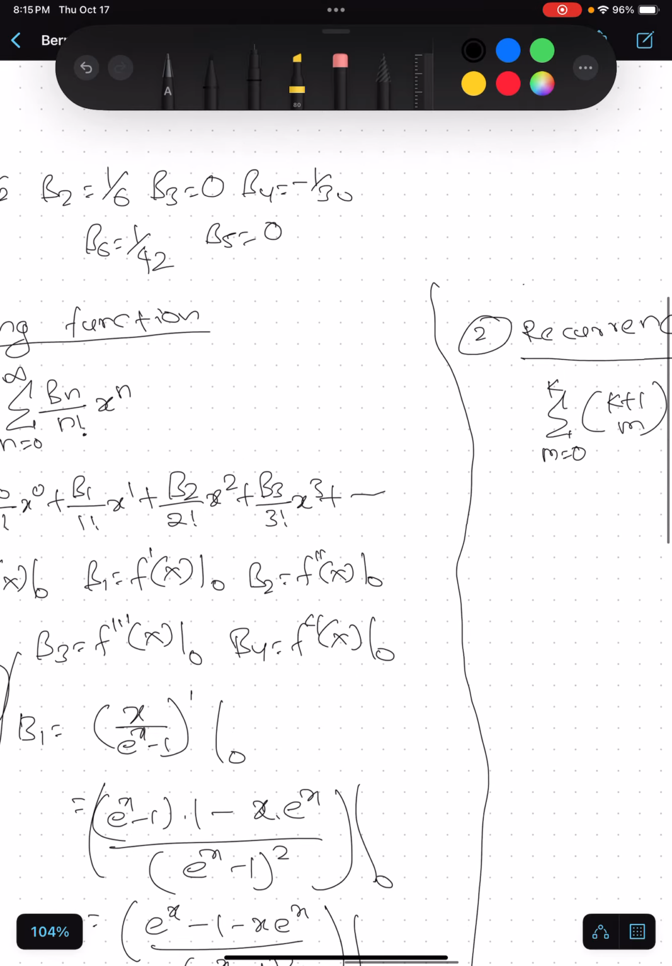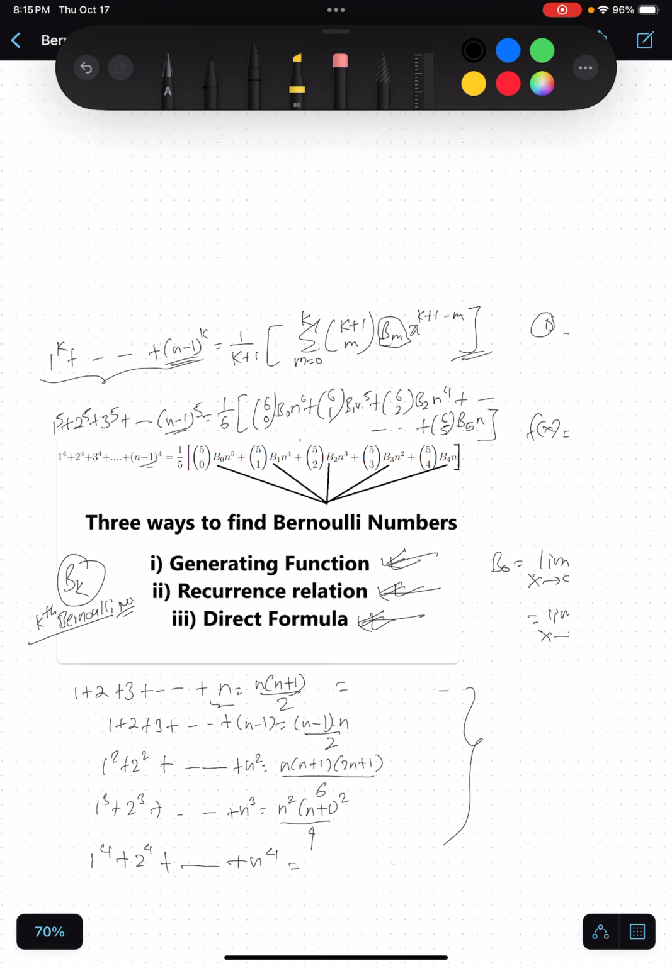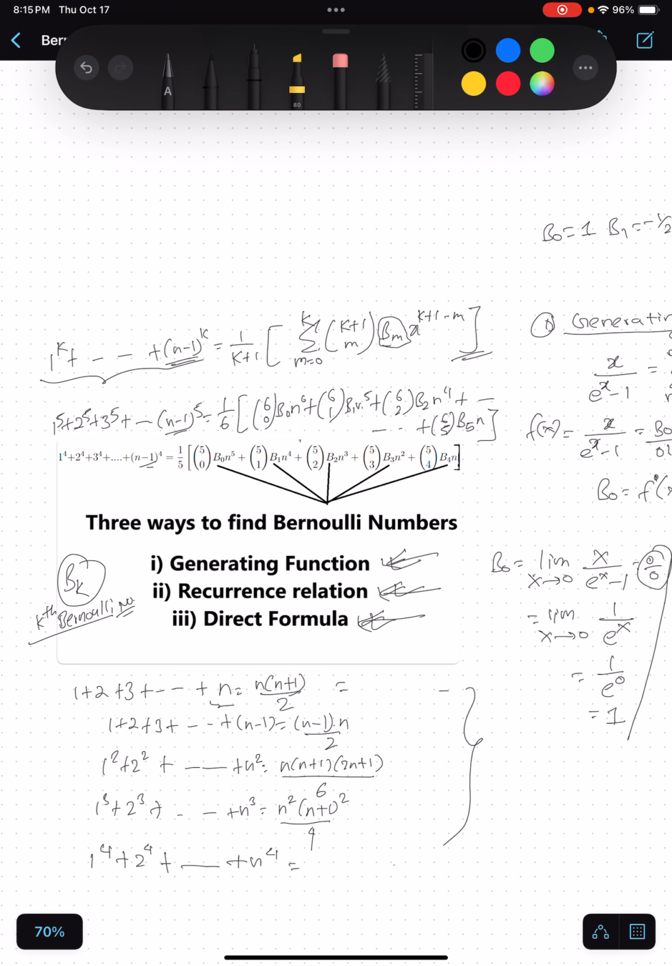So over here I had given you that formula, that the sum of kth powers up to the n minus 1 term is actually 1 by k plus 1 times that sum, m equals 0 to k.